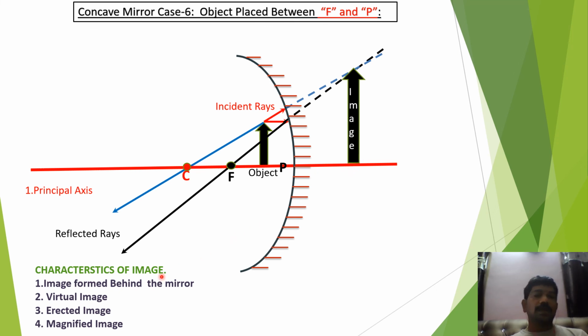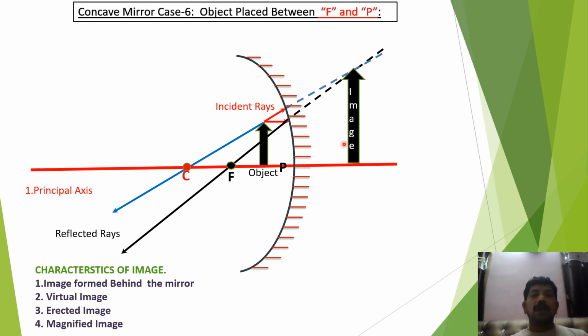Okay, now what are the characteristics of these images? See this one, the image is formed behind the mirror. Second one is the virtual image. Next, erect image and magnified image. Why am I saying magnified image? Why am I saying the size of the image is larger than the object? You see this one, larger than the object.